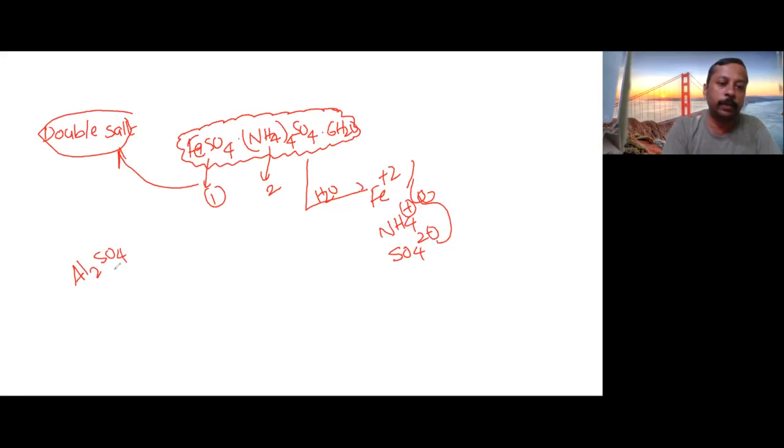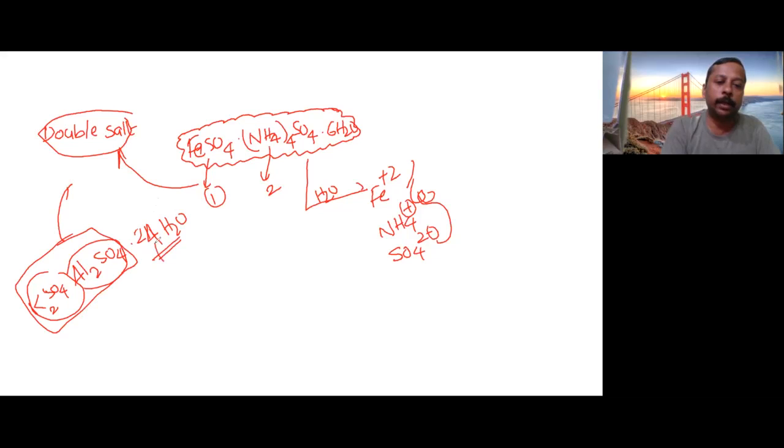This is a salt of aluminum hydroxide and sulfuric acid. When it is combined with K2SO4, this is one salt, this is another salt. Combined, this will be a double salt, and a double salt will normally be associated with some water molecules. Most of them will have 24H2O. This is called water of hydration. This type of formation is called alums.